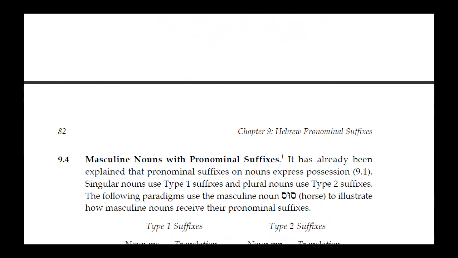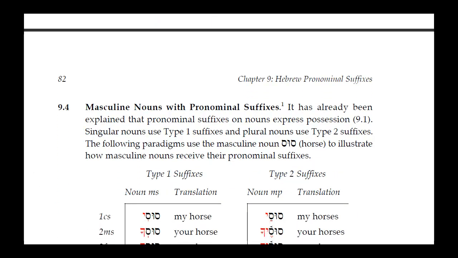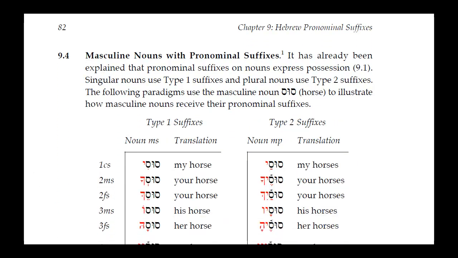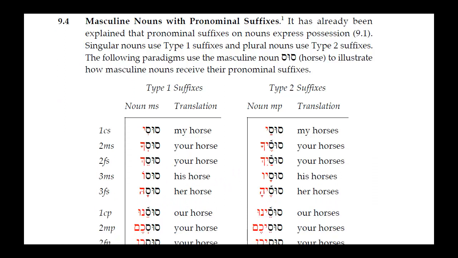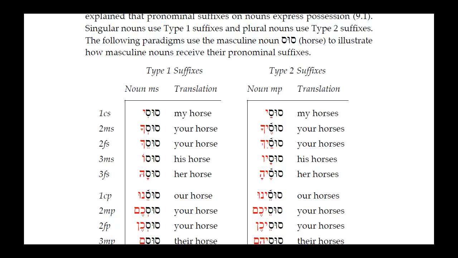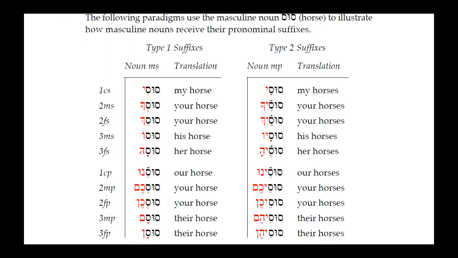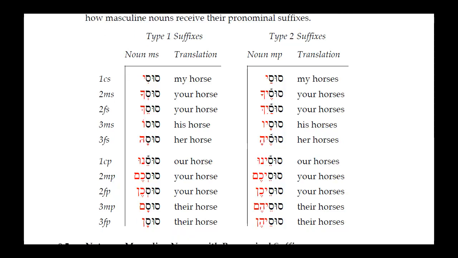All right, let's go ahead and go through masculine nouns with their pronominal suffixes. It's already been explained that pronominal suffixes on nouns express possession. So singular nouns use type 1 suffixes and plural nouns use type 2 suffixes. Here's the following paradigm using the masculine noun sus, which means horse, to illustrate how masculine nouns receive the pronominal suffixes.